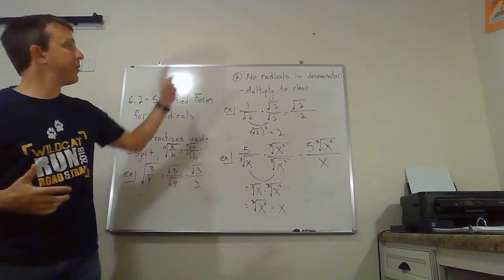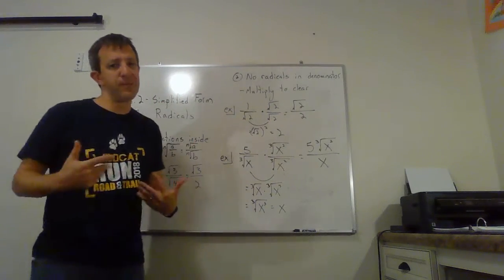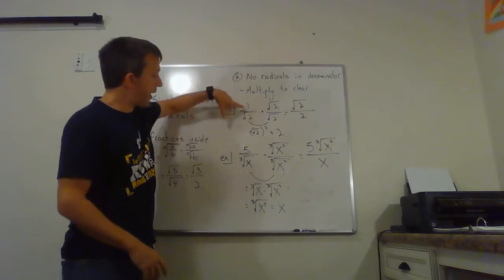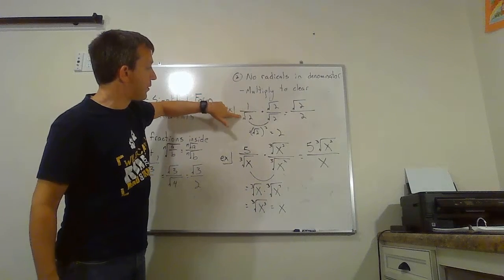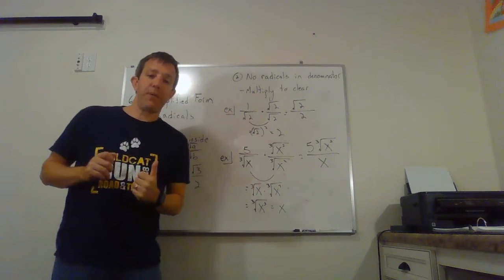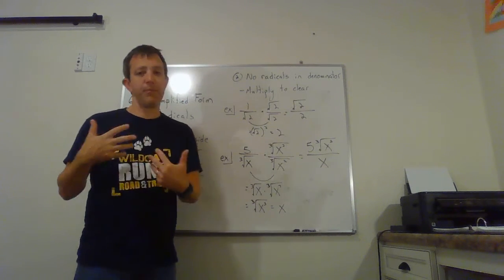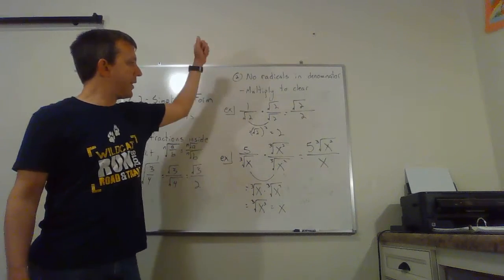The second thing is we're not allowed to have any radicals in the denominator of a fraction. So this is a little bit different. The last one we had fractions on the inside. Here we're going to have a fraction, but it just has a radical in the denominator. So you can see here I have 1 over the square root of 2. What we're going to do is we're going to multiply. And we need to talk a little bit about this, and we'll do that through a couple of examples here. We're going to multiply to clear it out.